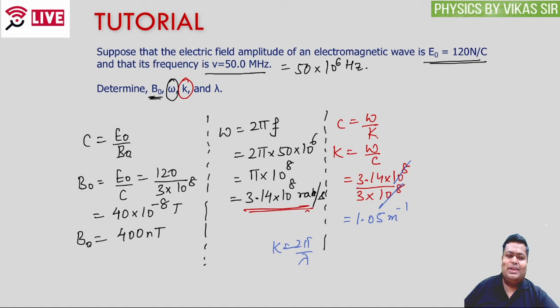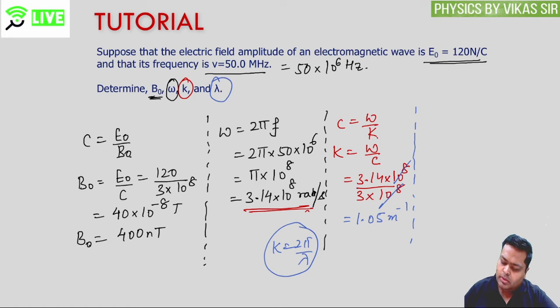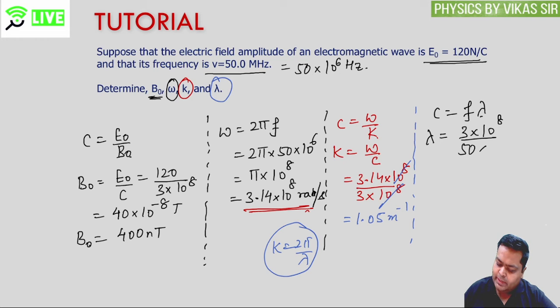So the third part is also calculated, and there comes the fourth part, that's the lambda. You can calculate it through this expression, 2π upon lambda, or you can also go by using the expression C equals F into lambda directly. You can apply it from here as well. So from here, lambda becomes equal to C by F, so 3 × 10^8 divided by the frequency, which is 50 × 10^6.